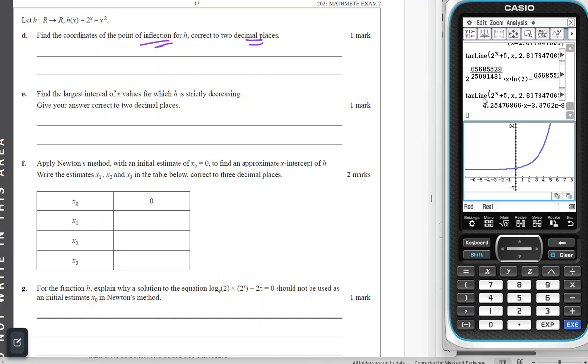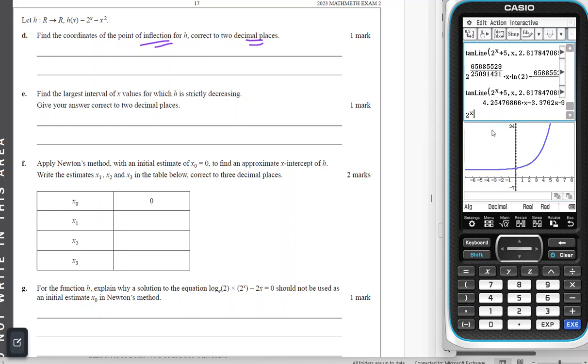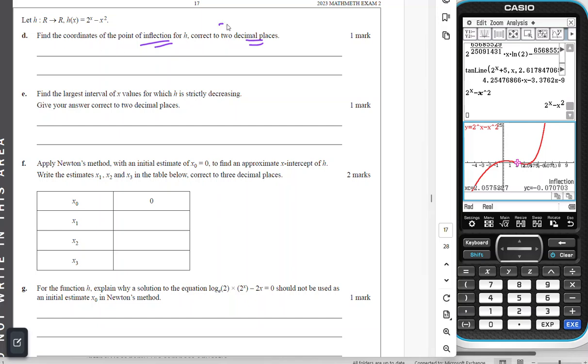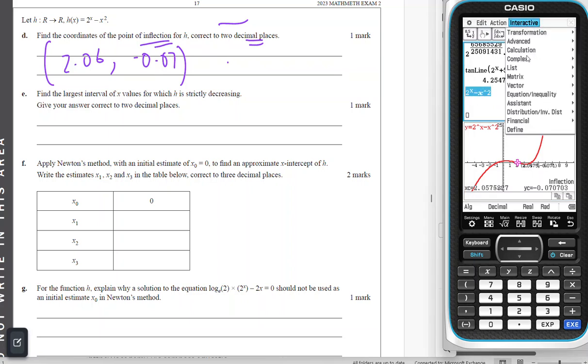Oh, I've got the graph wrong. My apologies. So I've got 2 to the x minus x squared. And drag and drop up. And I'm looking for the point of inflection, G solve inflection. And there it is there. 2 decimal places. So we're looking at 2.0576 and negative 0.07. The other way to find it is you take the second derivative.